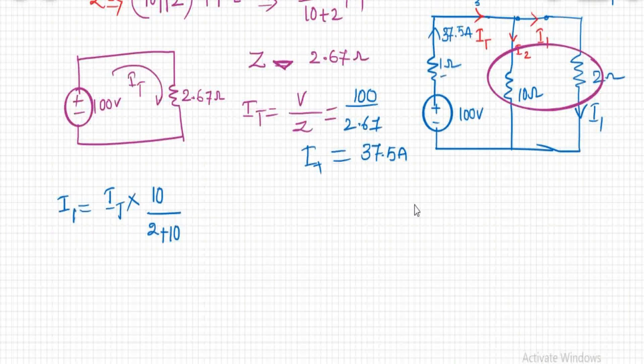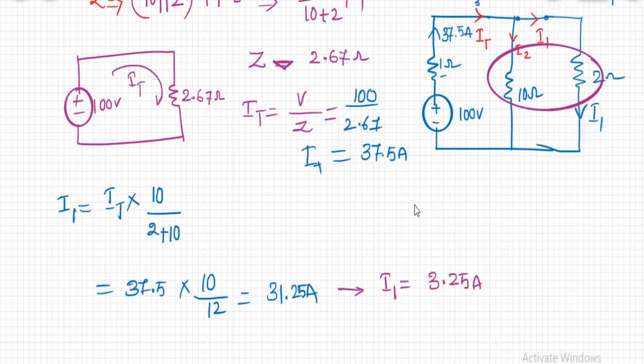So let us apply current division here. Total current is 37.5 into 10 by 12, which comes to about 31.25. So this is our response due to the 100 volt source, 31.25 amperes. We are going to get two values due to two sources, and this is due to one source. Now we are going to find the response due to our 20 volt source.